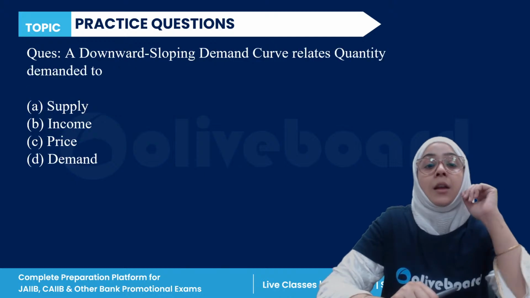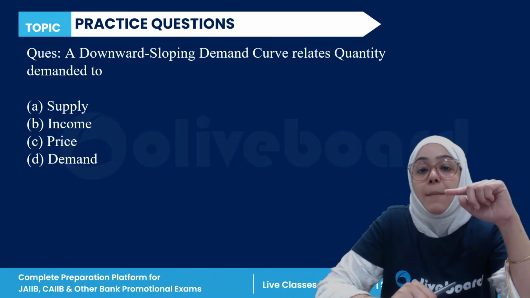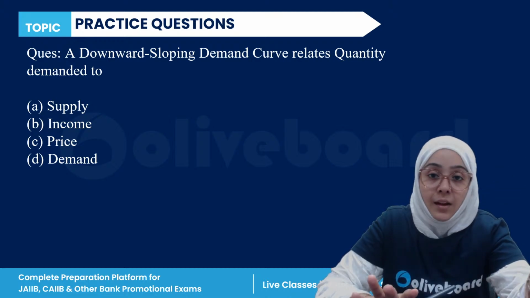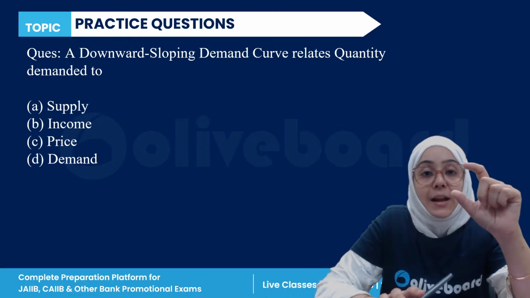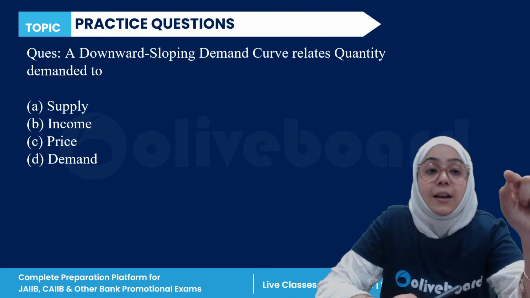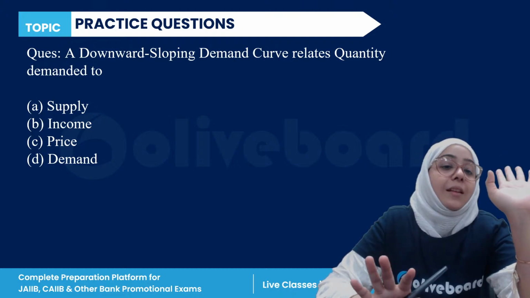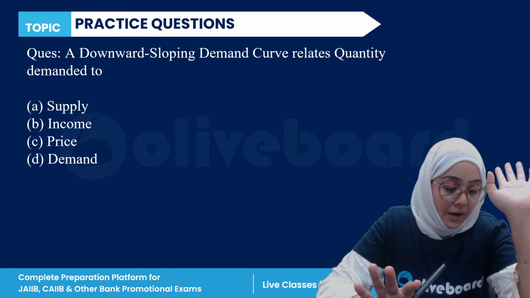Okay, next question. The downward sloping demand curve relates quantity demanded to what? Now it is easy. The downward sloping demand curve relates quantity demanded to supply, income, price, or demand. Now it is easy. Now you can all answer this question, everyone.